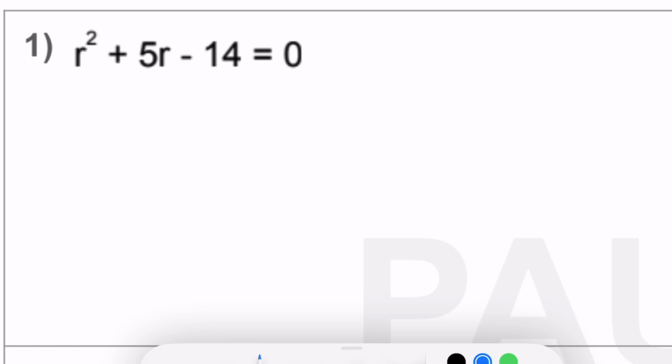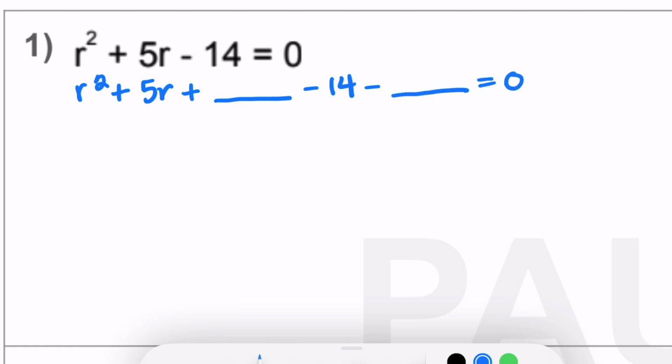For question number 1, we have r squared plus 5r minus 14 equals 0. So let me set my equation up. I like to do r squared plus 5r, and I'll say plus, and I'm going to leave a space, then minus 14, and then minus, I'm going to leave another space, equal to 0. My spaces are for the value of c.